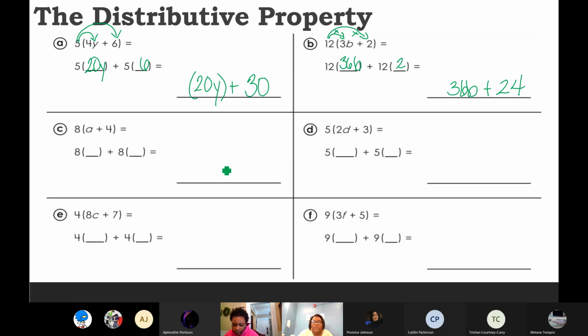So let's do C correctly. My fault. Remember, we're going to distribute 8 to A and 8 to 4. So this would be an A here, and this would be, what is 8 times 4? 32. 8A plus 32. Does anyone have any questions as to how I got that now that I've gotten rid of the confusion? No, not really. Good.